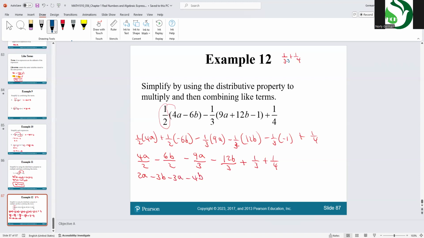That means we need to multiply this one by 4. Whatever you do with the bottom, you need to do also with the top. That gives you 4 over 12 plus 3 over 12. That gives you 7 over 12. So we go back here, we add 7 over 12. Now let's finish it. We can conclude that 2a minus 3a gives you only negative a. And negative 3b minus 4b gives you negative 7b plus 7 over 12. And that should be your final answer for this example.